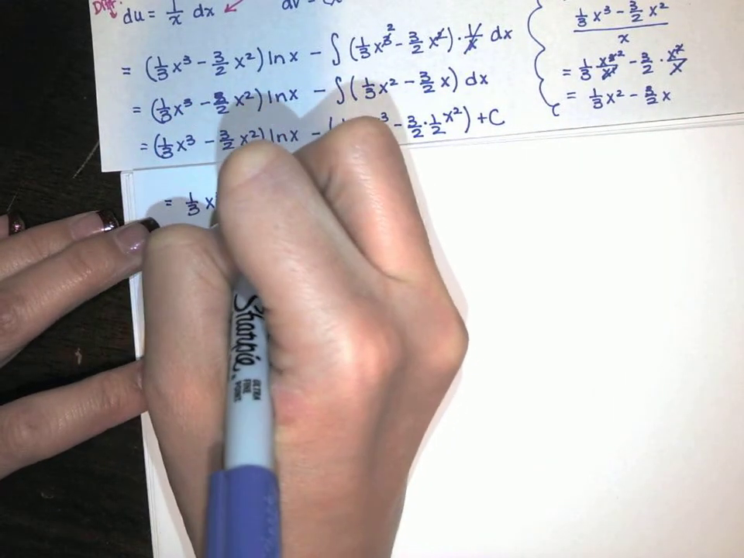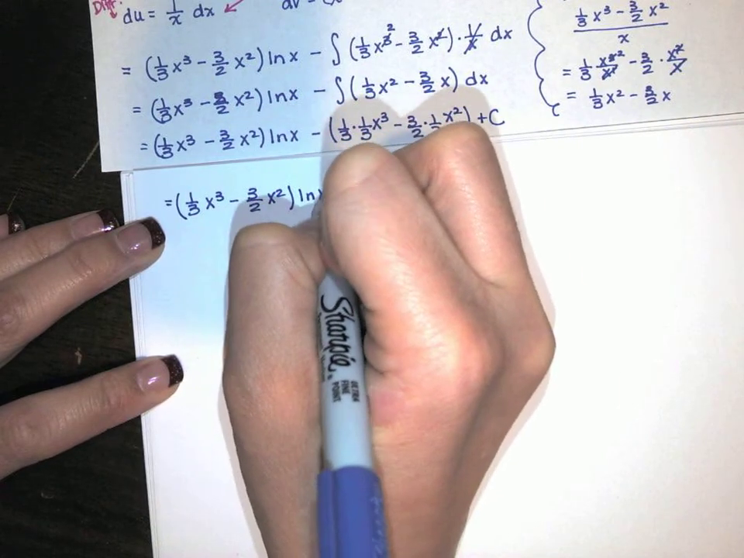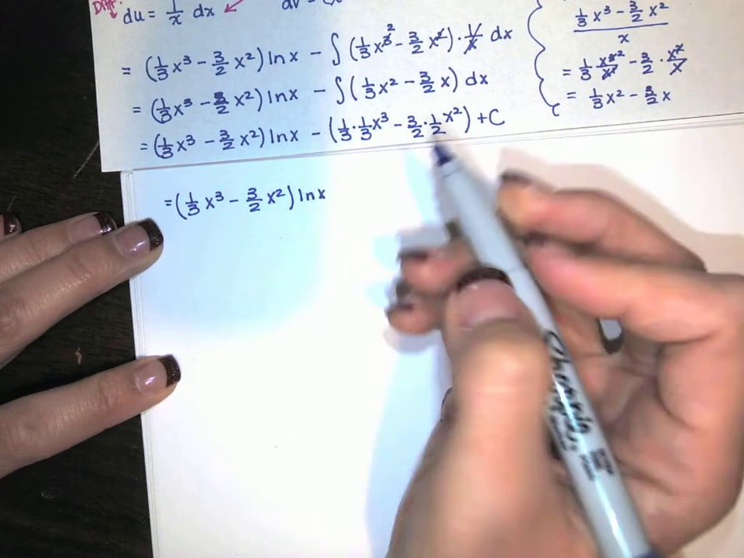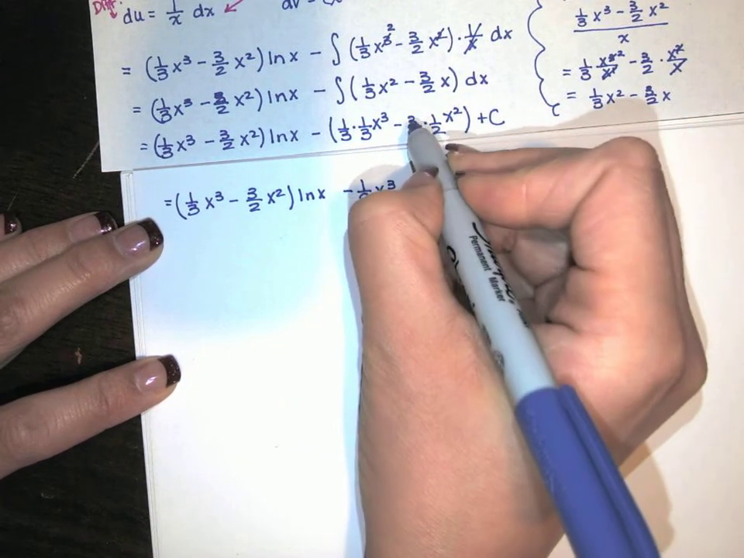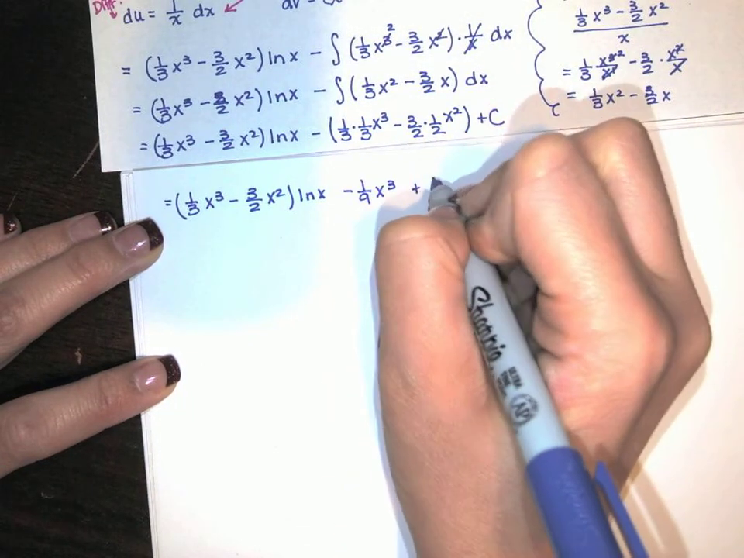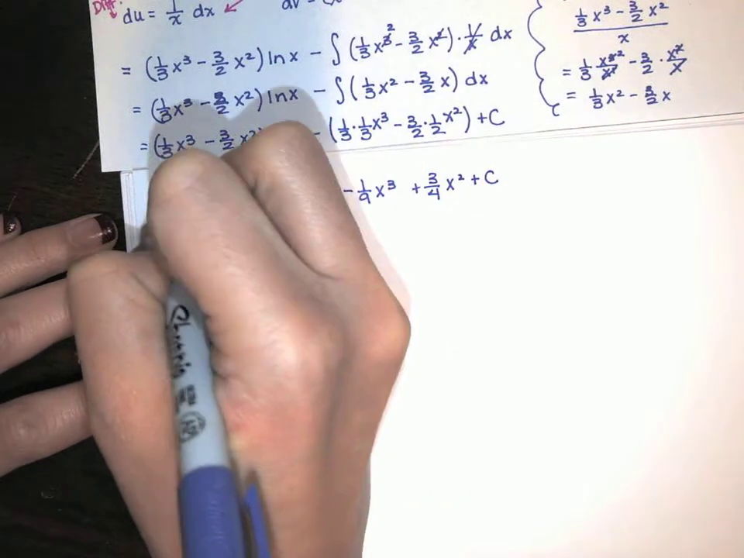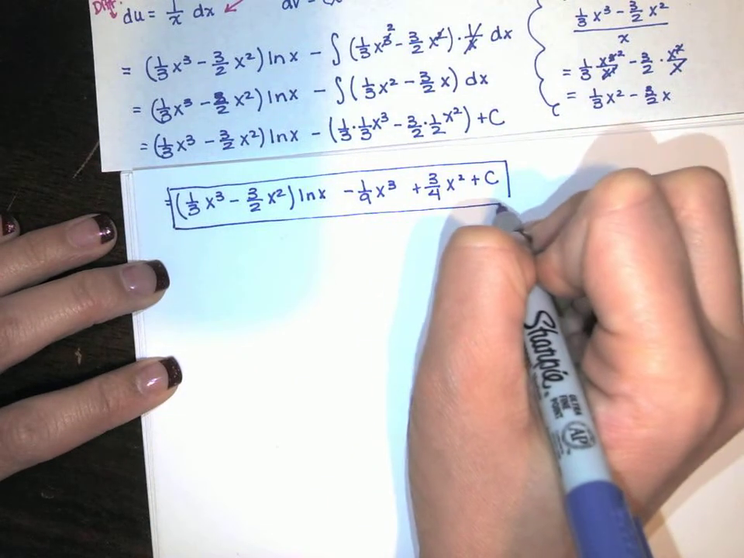I'm going to clean up my answer. 1/3 times 1/3 is 1/9. Distribute the negative. This is going to be negative 3/4 times a negative is positive 3/4. And that's our answer.